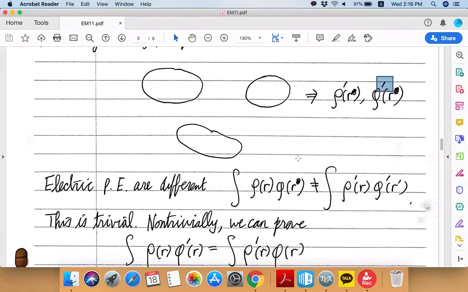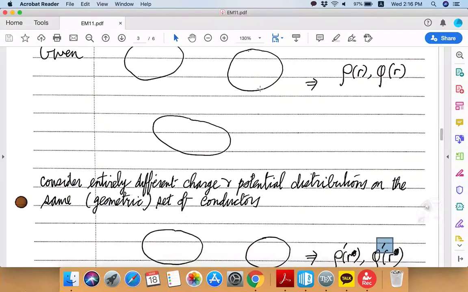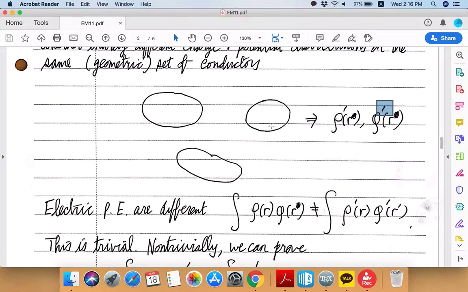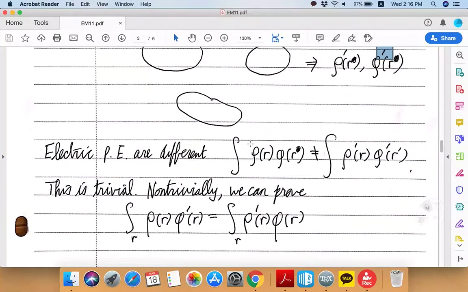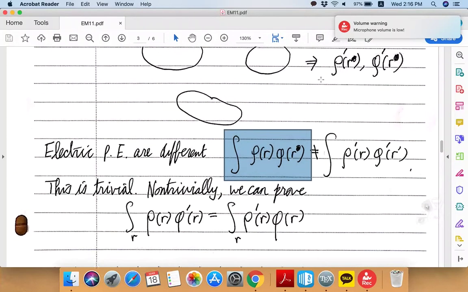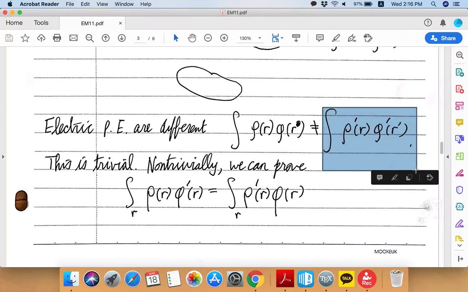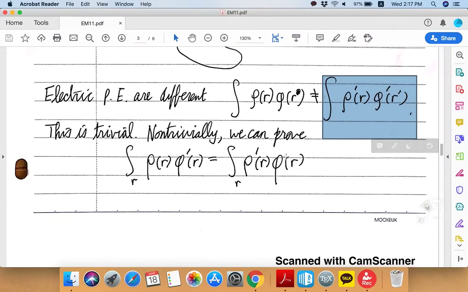Now, it's very obvious that the old distribution of charge and the new distribution of charge will have a very different amount of electrostatic energy, right? This integral has no reason to be equal to this integral because they correspond to completely different charge distributions. However, now comes the important point.